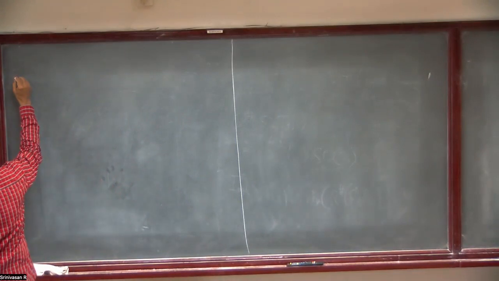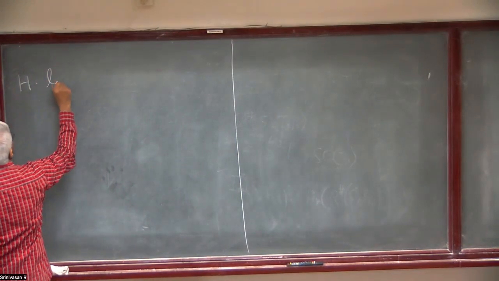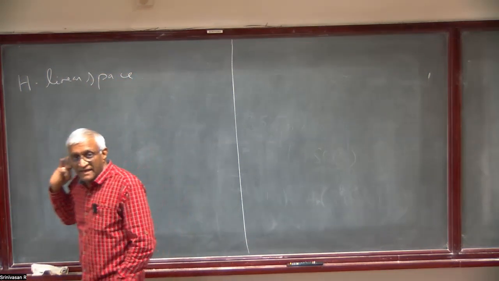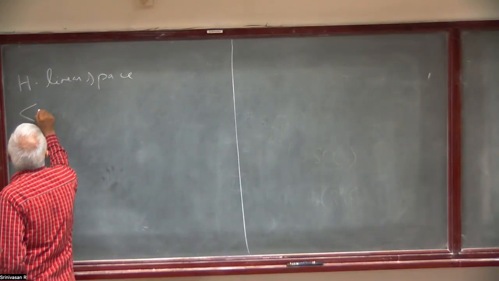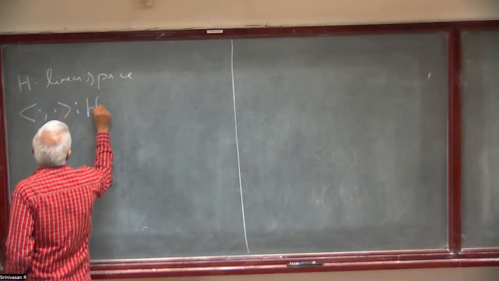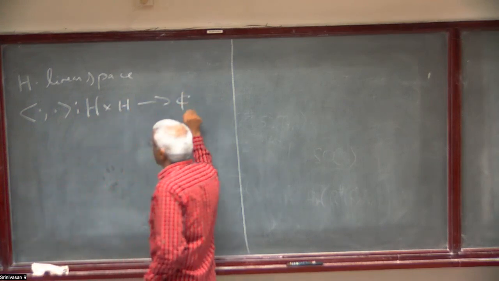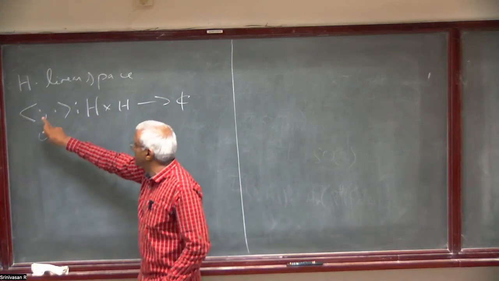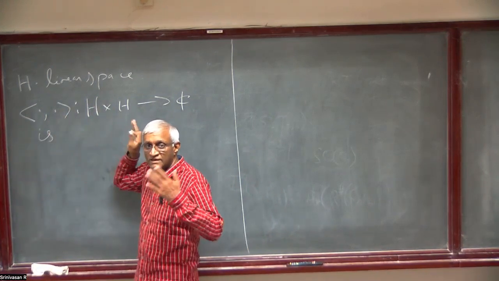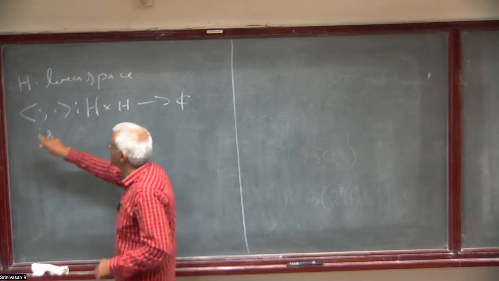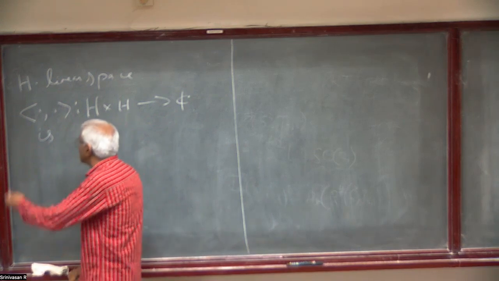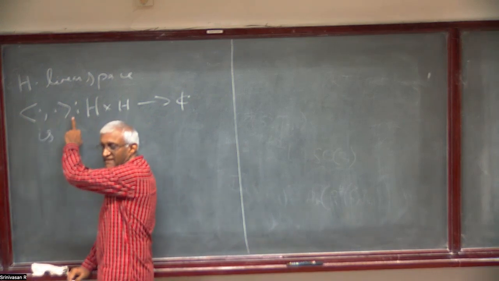The reason I am taking this is I want to state an identity. H is just a linear space, and then we have a two variable function. It is said to be bilinear if it is linear in both variables. But we will not assume linearity in both variables. In mathematics, inner products are linear in the first variable and conjugate linear in the second.